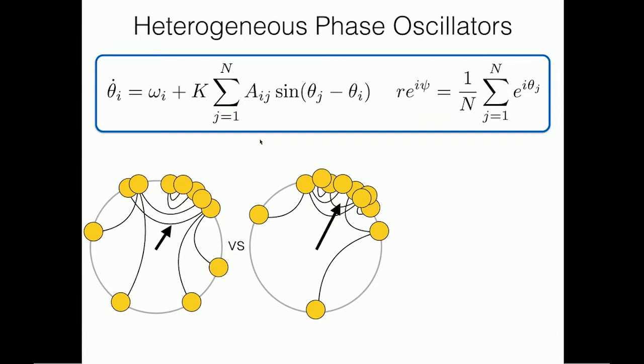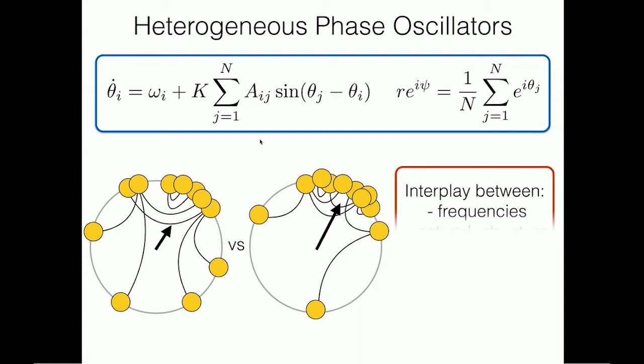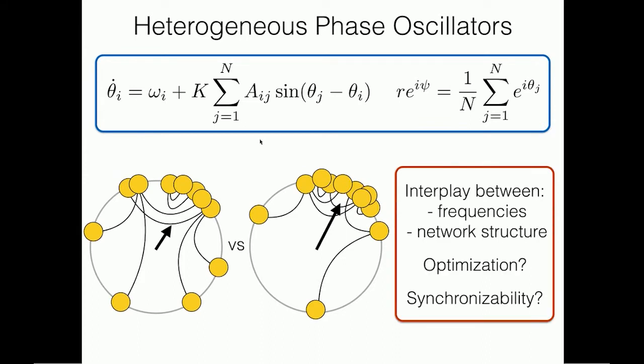And so we're going to see cases that vary between different situations. On the left, there's not too much synchronization going on. On the right, you have a little bit more. We don't expect to see perfect synchronization because the frequencies are actually different. And that highlights the key point that differentiates this from the identical oscillator case, which is there's an interplay between the heterogeneous frequencies and the network structure. And we can ask all sorts of questions about that, like optimization, synchronizability, that sort of thing.